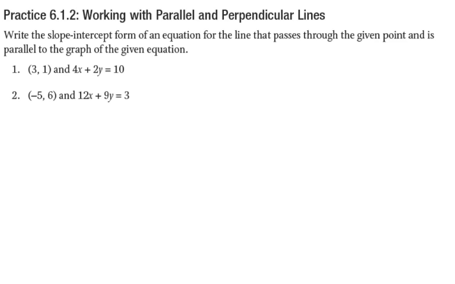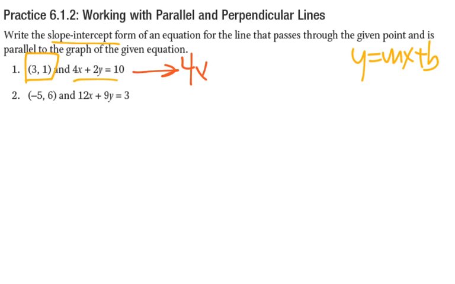Alright, Math 1, Practice 6.1.2, working with parallel and perpendicular lines. What we want to do here is create a slope-intercept form, that's y equals mx plus b, equation to a line that passes through a point, but is also parallel to this equation. First step we need to do is turn this into slope-intercept form.